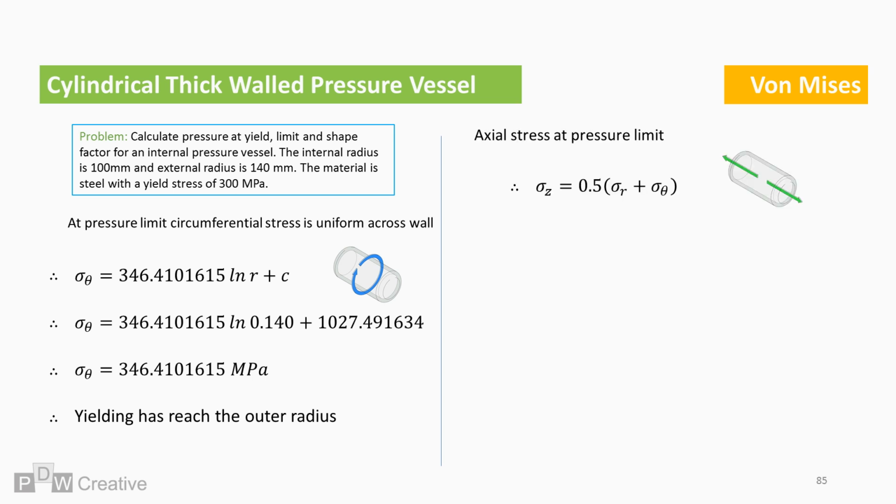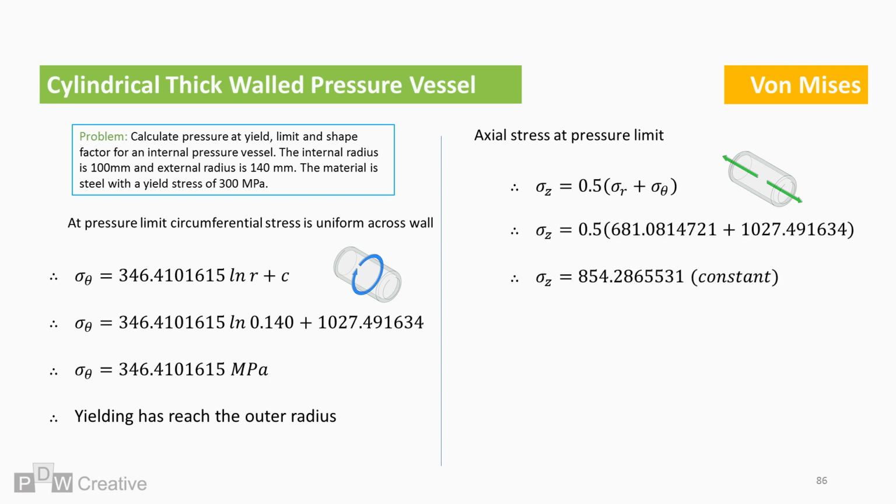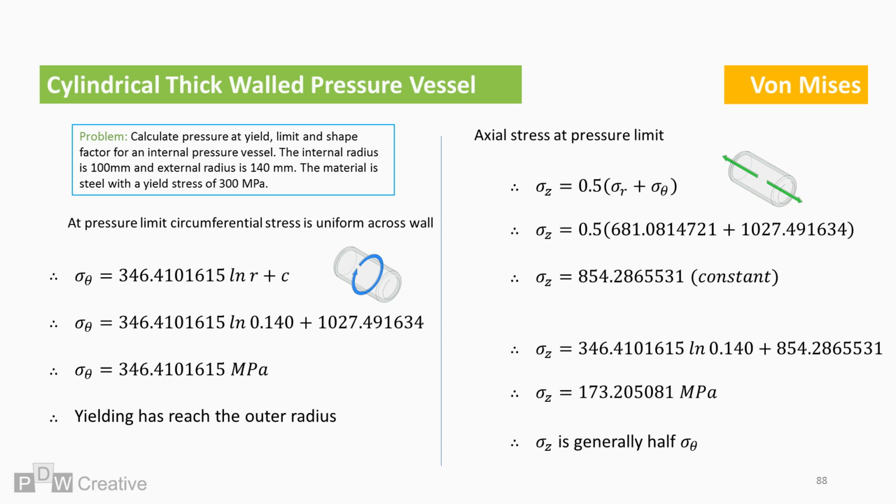And just to finish up, we can work out the axial stress at limit. As before, plugging in the other two known constants allows us to work out the axial constant of 854.29. Now let's take the constant and input this into the stress equation. Then find the axial stress of 173.21 megapascals. We should find at this stage that the axial stress is half of the stress max, or circumferential stress.